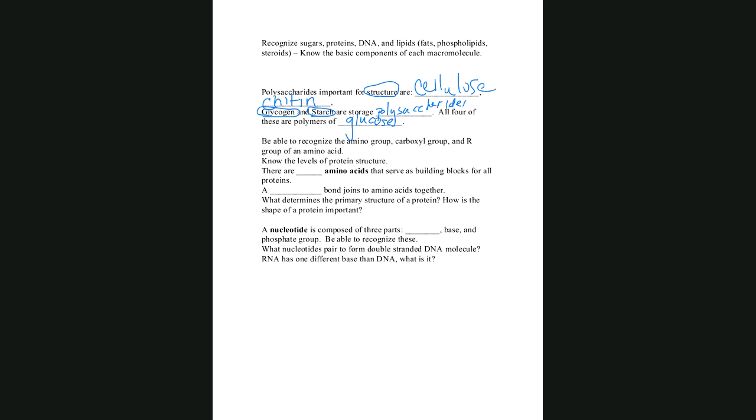Okay, I'm going to show you these structures in just a second, but let's fill these blanks in so we don't have to come back. There are 20 amino acids that serve as the monomer or the building block for proteins. There is a special kind of bond between amino acids when they go through the dehydration reaction to link two amino acids together. The bond that connects them is called a peptide bond. Now, what determines the primary structure of the protein? That is the DNA. We'll learn that later in the semester. DNA instructs for which amino acid comes first, second, third, fourth, fifth, the order of them.